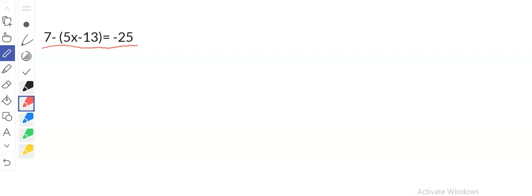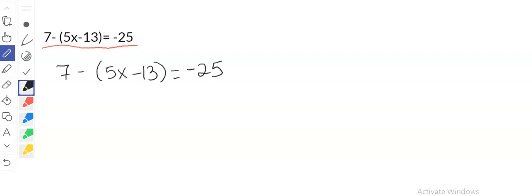So first off, I'm going to start by rewriting this, so we can show you step-by-step procedures how to do it. So remember, just as if you are cooking or playing soccer or training for music, there are steps and routines that you have to do to ensure success. So here, I get a 7 minus parentheses 5x minus 13 equals negative 25.